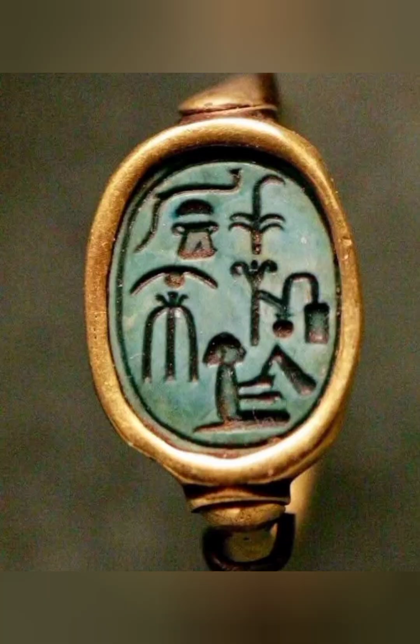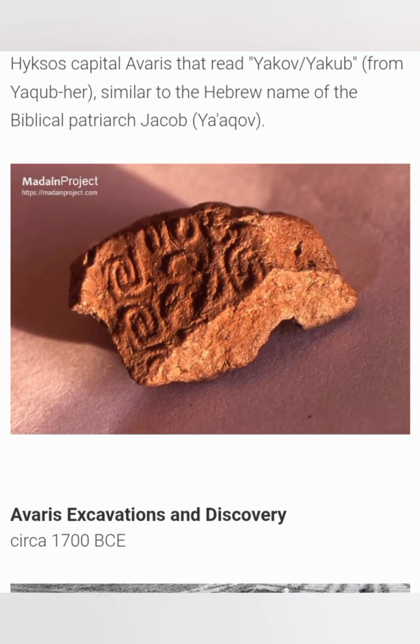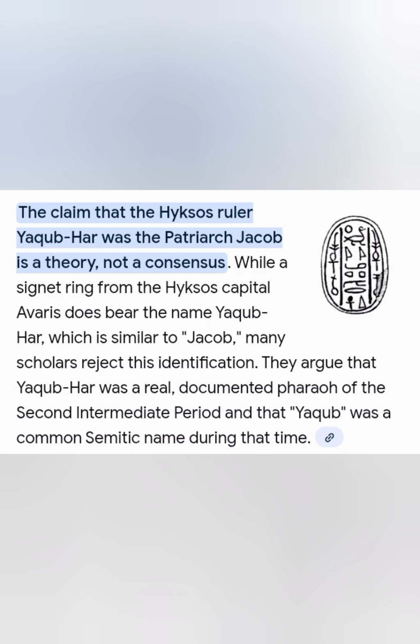Astonishingly, royal seals unearthed here bear the name Yaakov Har, the biblical name for Jacob, alongside Sarar Har, echoing Issachar, one of Jacob's sons, meaning this is a reward. These discoveries suggest that the Semitic rulers of Avaris, known as the Hyksos, may have been the family of Joseph, rising to power as the Bible recounts.